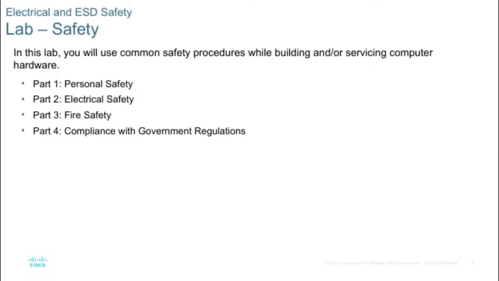In this lab, we're focusing on safety, a crucial part of working with computer hardware. We'll cover 4 key areas. First, personal safety, how to protect yourself while you work. Then, electrical safety, because electricity demands respect. Next, fire safety, knowing how to prevent and respond to fires. Finally, compliance with government regulations, making sure we follow the rules that keep everyone safe. Together, these steps create a safe environment for building and servicing computers.